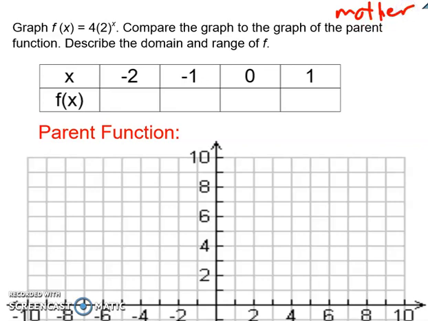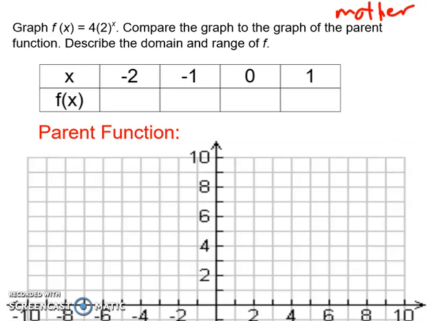First, let's graph f of x is equal to 4 times 2 raised to the x power. So please, I always like to fill out a table. I like to use the values of -2, -1, 0, and 1. That way I have some negative, I have 0, and I have at least one positive number. So please try and fill out this table, and then let's graph it.